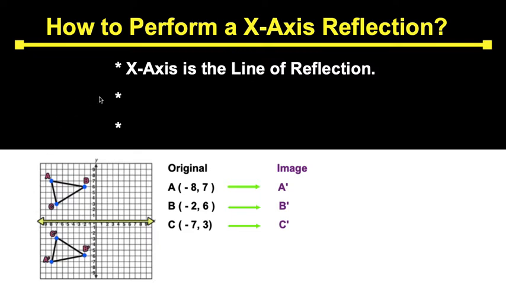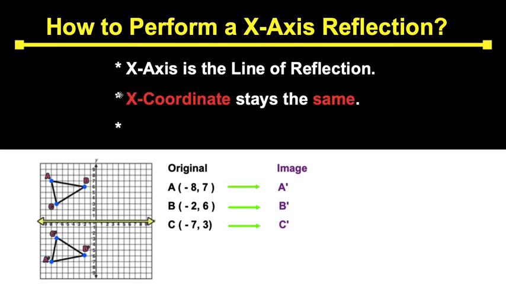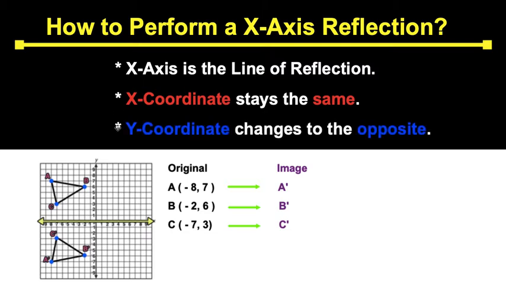The next thing I want you guys to know about an x-axis reflection is that the x-coordinate will stay the same and the y-coordinate will change to the opposite value. So if that's the case, when we find the ordered pair of A prime, the -8 as the x-coordinate will stay the same, and the y-coordinate of 7 will change to the opposite, which would be -7. So the ordered pair of A prime is (-8, -7). And you notice that right here for A prime.